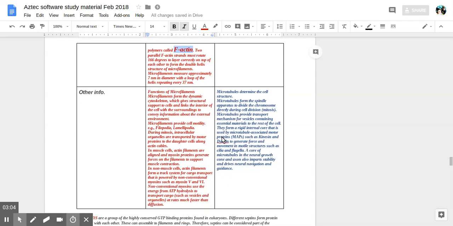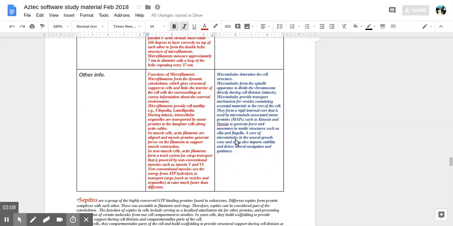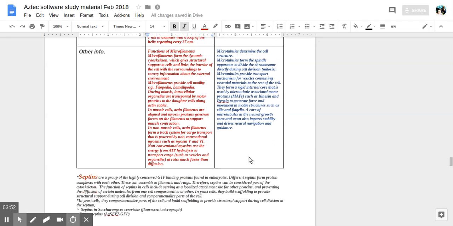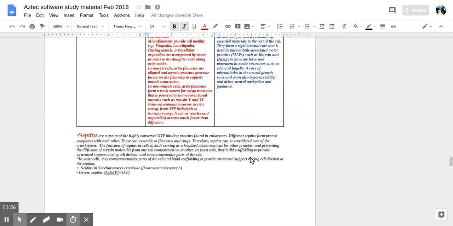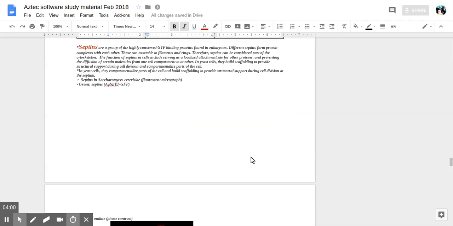Microtubules determine the cell structure, forming the spindle apparatus, dividing chromosomes during cell division and mitosis. Microtubules provide transport mechanisms for vesicles containing essential materials for the cell. They form a rigid internal core that is used by the microtubule-associated proteins, such as kinesin and dynein, to generate force and movement in motile structures such as cilia and flagella. A core of microtubules in the neural growth cone and axon also imparts stability and drives neural navigation and guidance. So those are some details about microfilaments and microtubules, which are part of the cytoskeleton of cells.